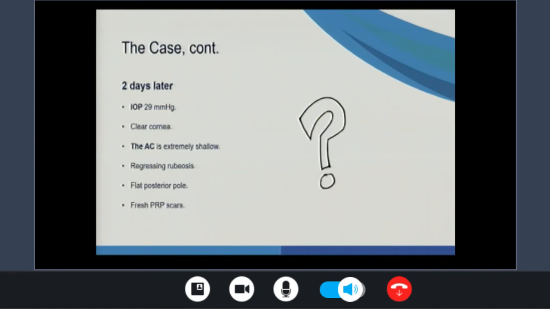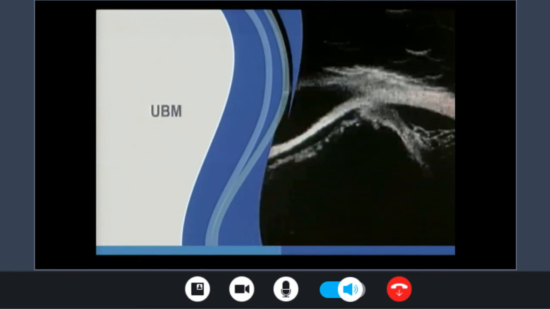Now, 2 days after the treatment and the injection, the IOP was 29, the cornea is clearer. However, the AC is extremely shallow. The rubeosis is regressing, flat posterior pole with fresh PRP scars. Now, the question is, what is the cause of this extremely shallow AC? We were thinking about choroidal detachment, and this was proven by ultrasound biomicroscopy. And what do you see here in this area? So this is fluid in the suprachoroidal space, which happens in cases of choroidal detachment.